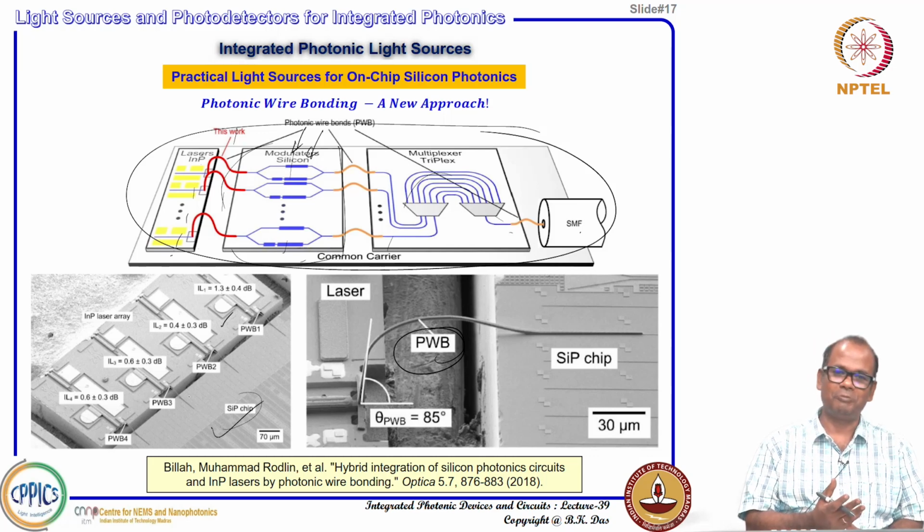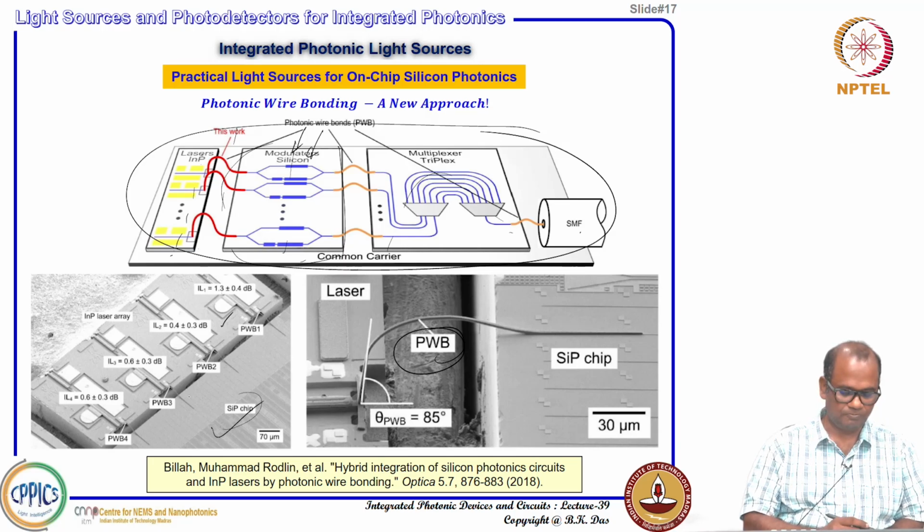So, you need silicon photonics passive devices, modulators, lasers, and then the final thing is the photodetector, and that is how we will be closing our course. Thank you very much.